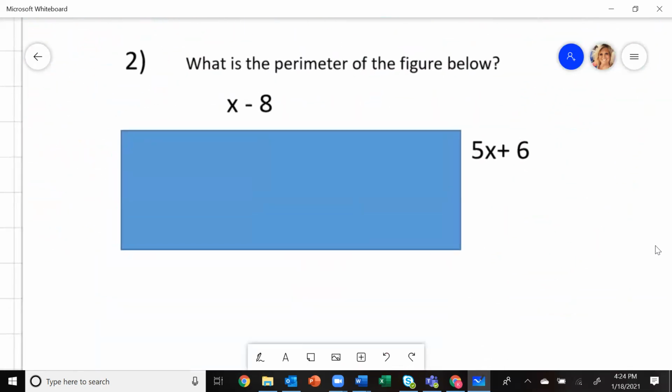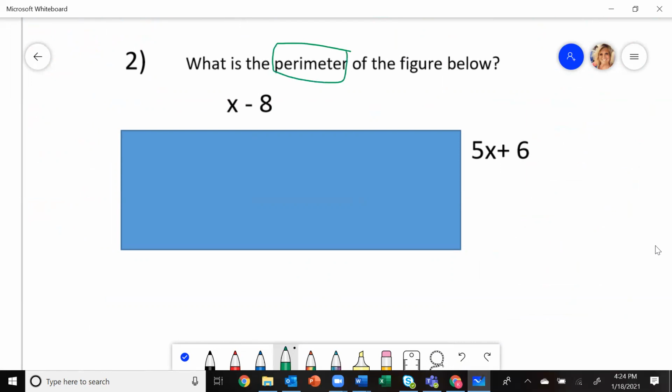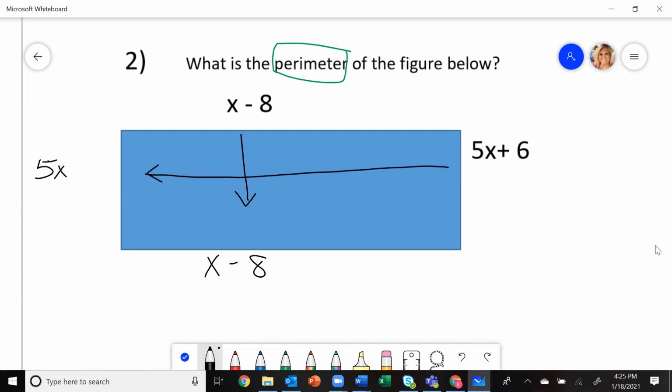Let's look at the next one on number 2. This one is asking you for the perimeter again. Now, this time it's not a square, so that means not all the sides are the same, but it is a rectangle, so the opposite sides are the same. So down here will be x minus 8, and the one to the left will be the same as the one to the right, 5x plus 6.